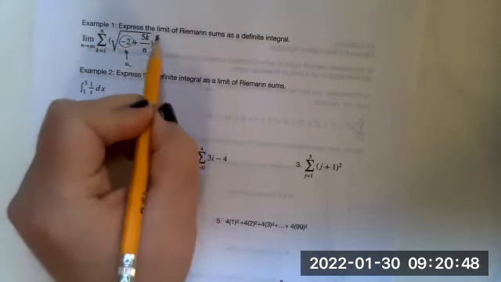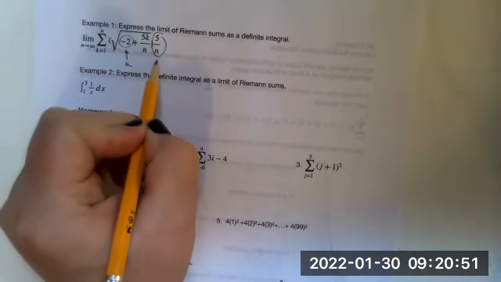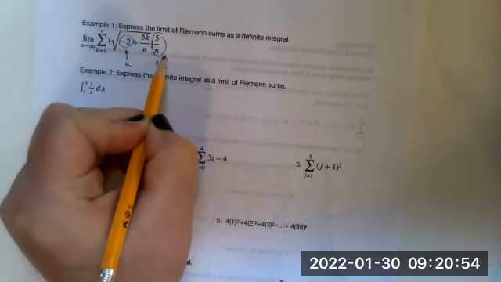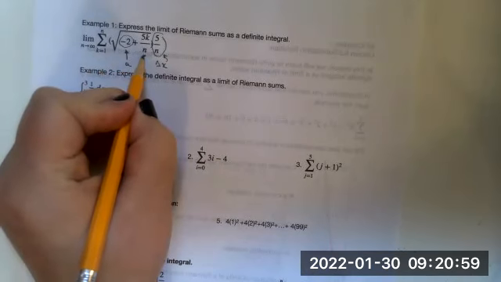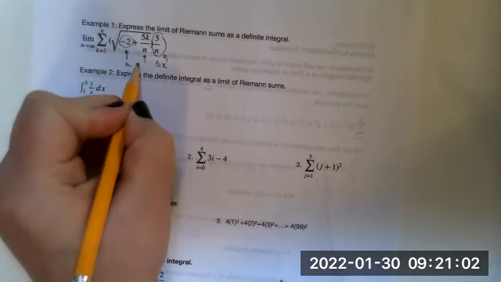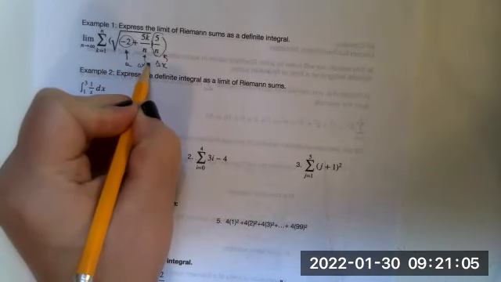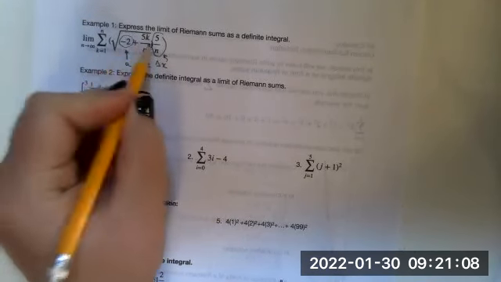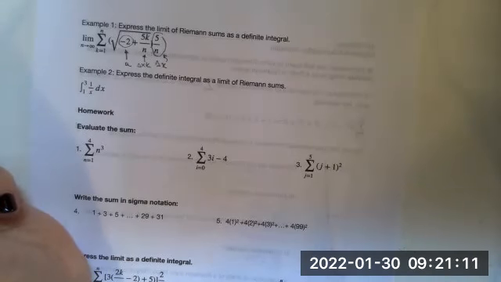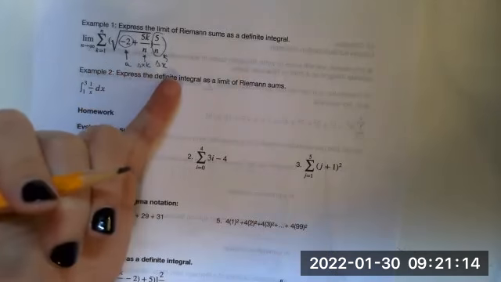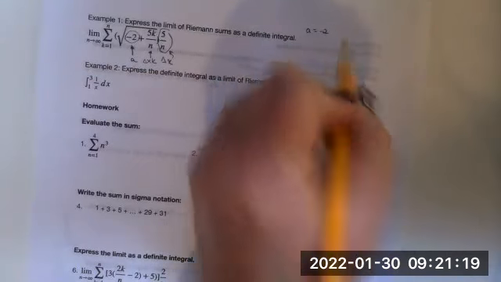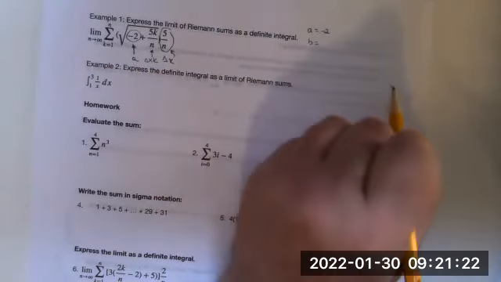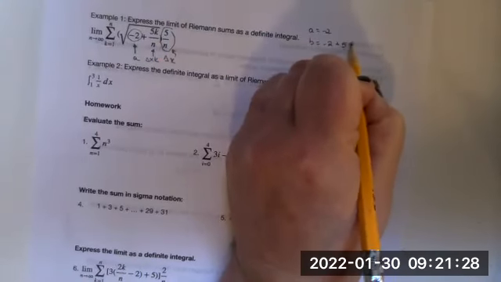Our delta x is 5 over n. So that's our delta x, 5 over n. And this term here is going to be our delta x times k, and k is sort of analogous to your x. So what we can conclude from this information is that we have our lower limit, which is -2, and our b is going to have to be our lower limit plus 5, which is 3.